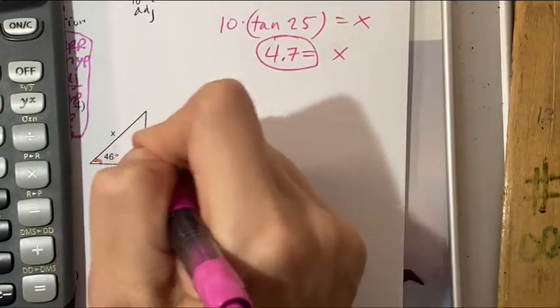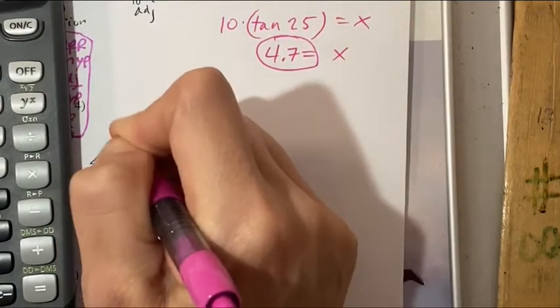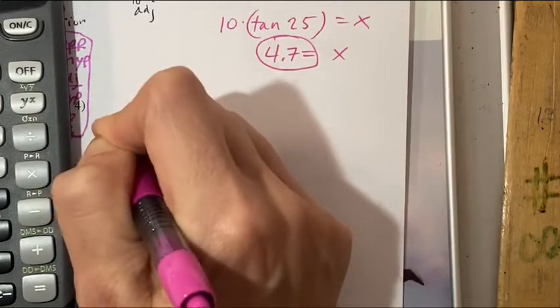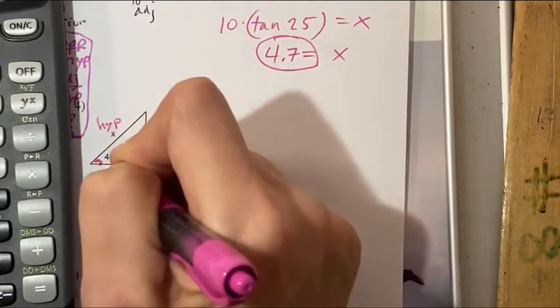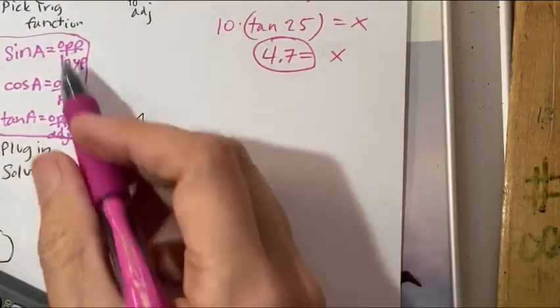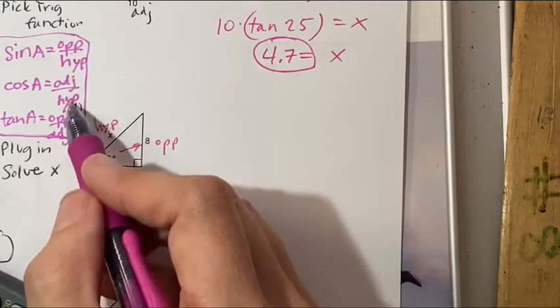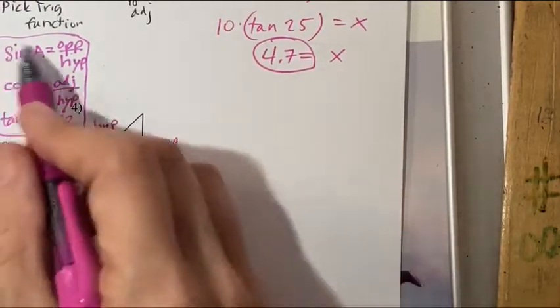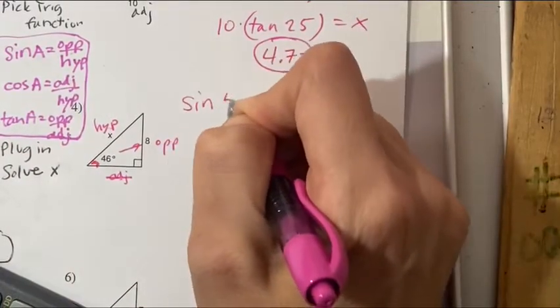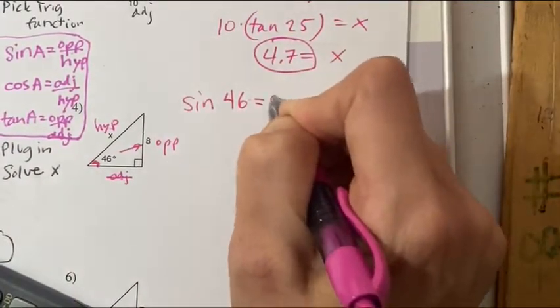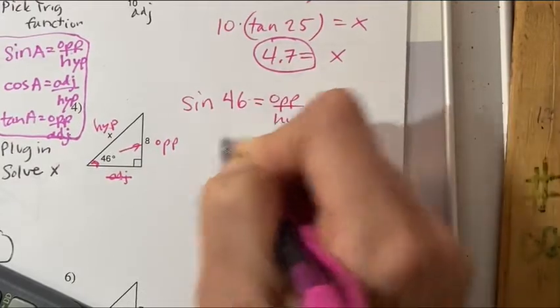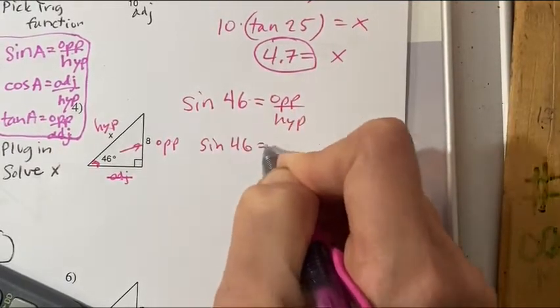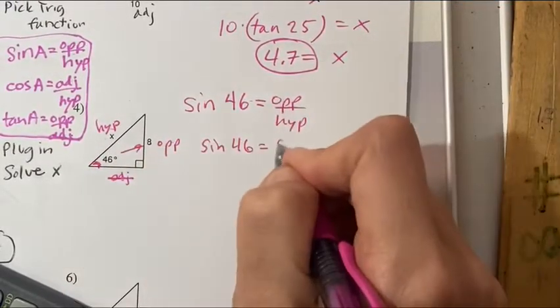All right, reference angle. So that's opposite, adjacent, hypotenuse. So I need the trig function that doesn't need the adjacent. So this one doesn't have the adjacent. See how these other two have adjacent. So I have opposite and hypotenuse, so I need sine. Sine of 46 is opposite over hypotenuse. So the sine of 46 is 8 over x.